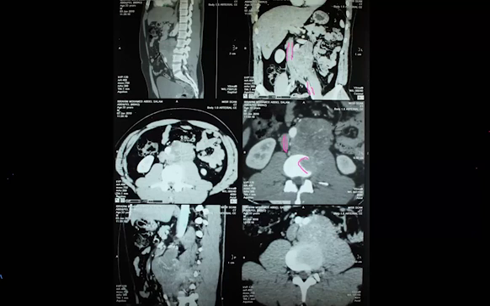What do you think about the psoas abscess? What do you think, Mona? Not a cyst?